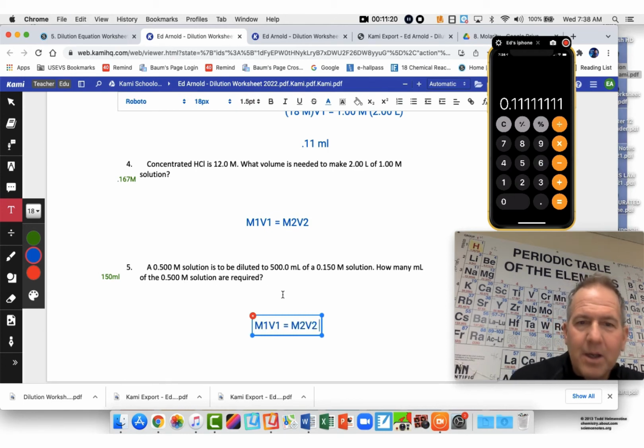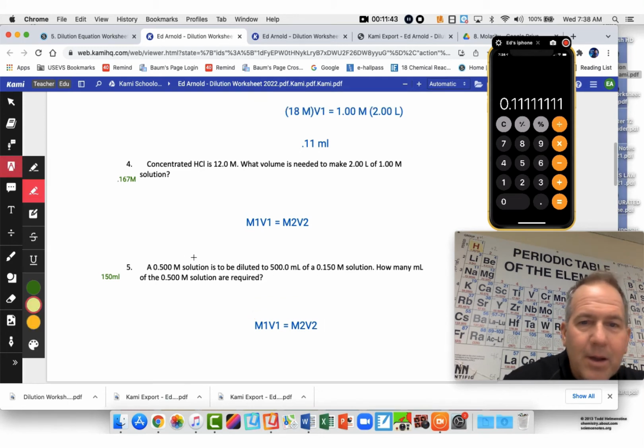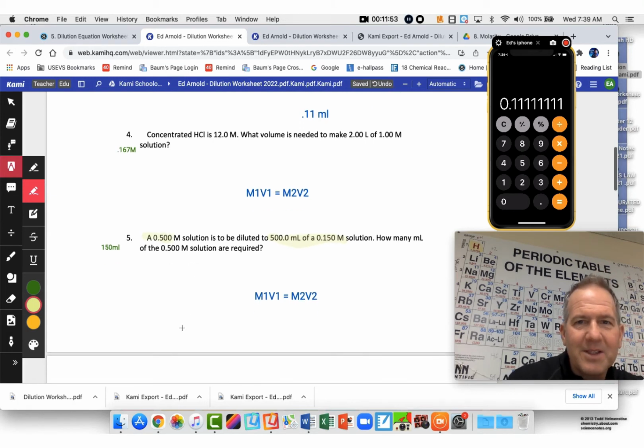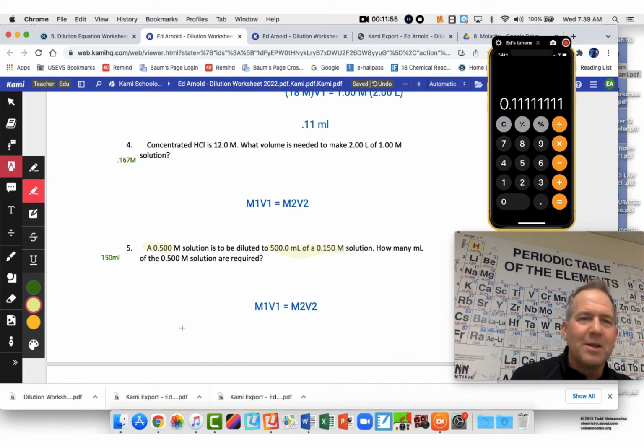So we have a 0.5 molar solution. It's being diluted to 500 milliliters of a 0.150 molar solution. So this is our pair. Put these 2 on one side of the equation. Put this on the other side of the equation and solve for the missing V. All right, STEMs, there's 2 that you got to do. Good luck. Chems, we'll keep going.